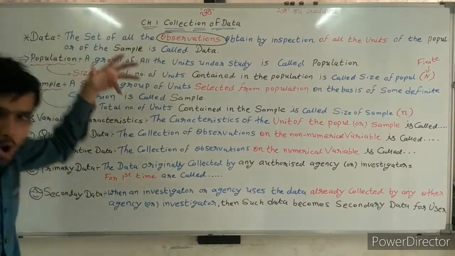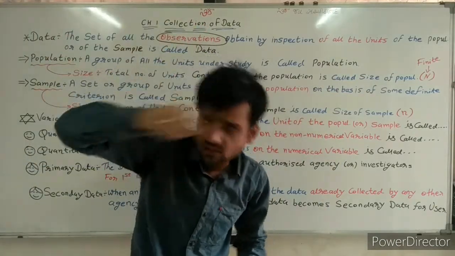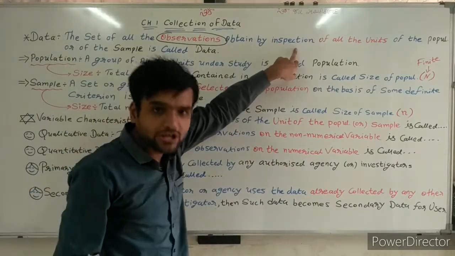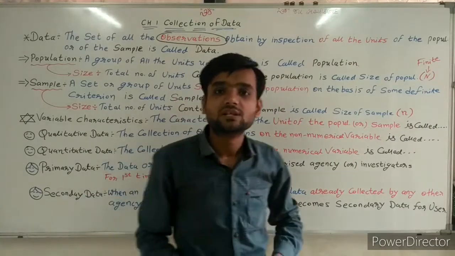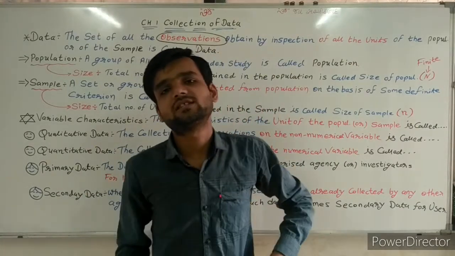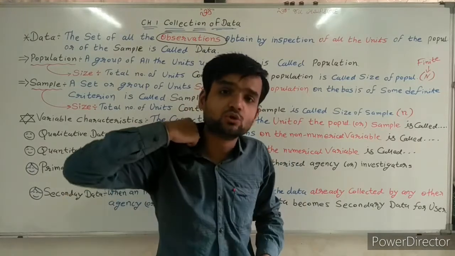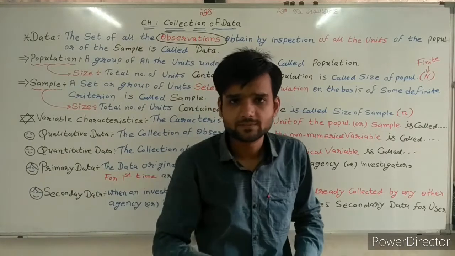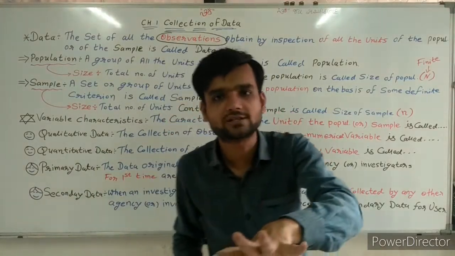So the set of all the observations, first number, second number, third number, that you are observing, obtained by inspection of all the units. Inspection of all the units, important thing. Because you need to find how many students are in statistics, then you can go to the Google class of statistics only.